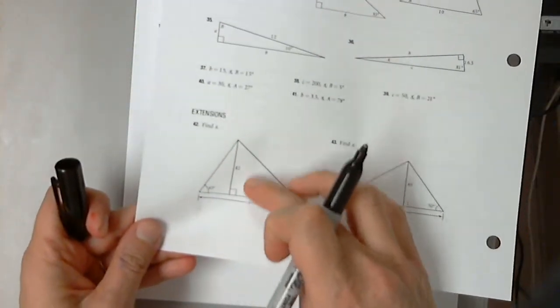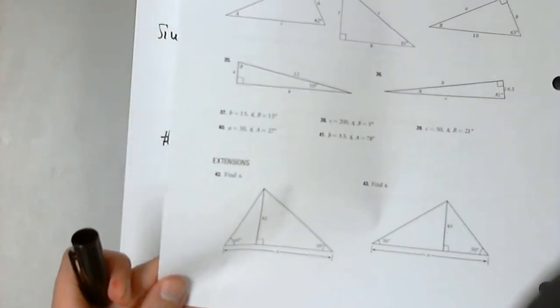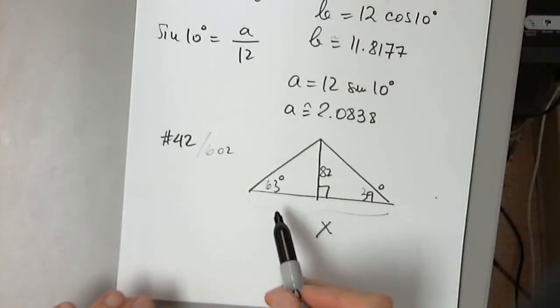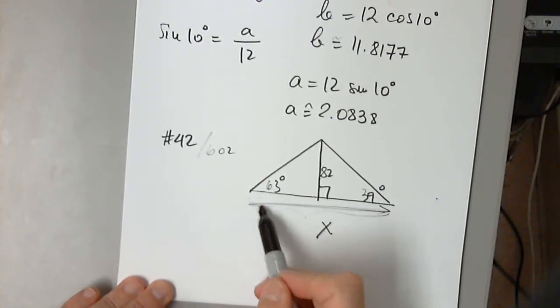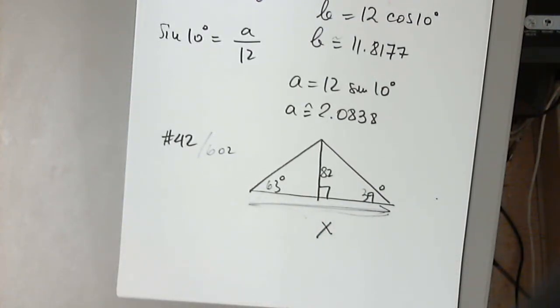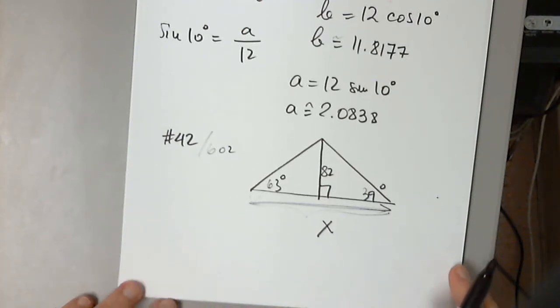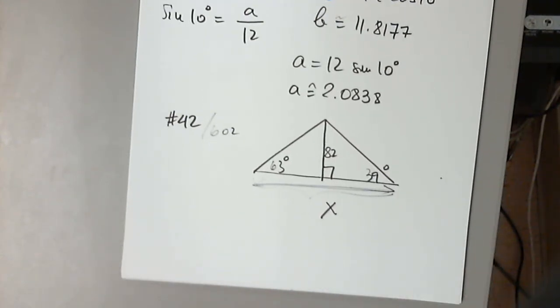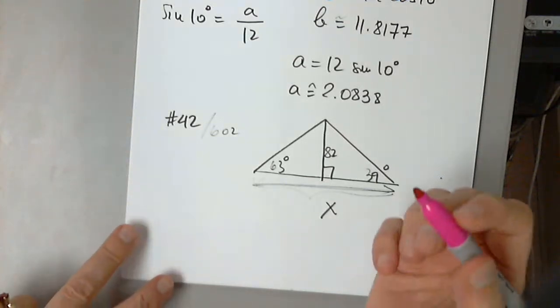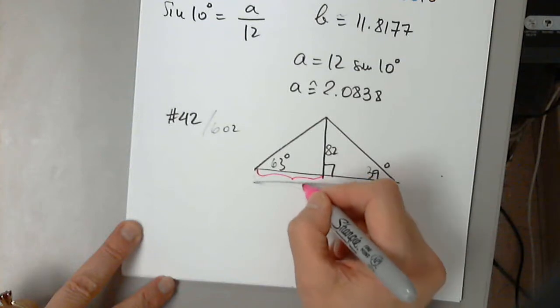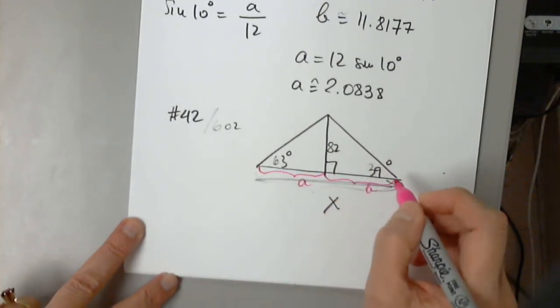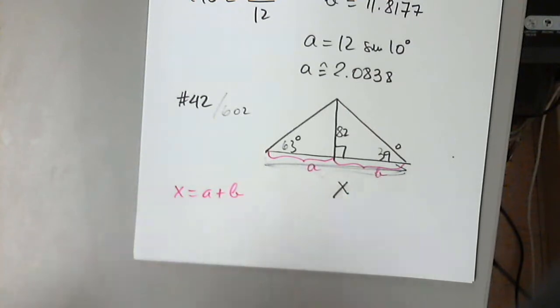So the height of this triangle is 82. The two angles at the base are given, 63 and 39. And they want us to determine the length, the base of this big triangle. Any suggestions? Would you like to suggest anything? Well, what I would like to do is denote this piece by A and this piece by B, and then obviously x is the same as A plus B.